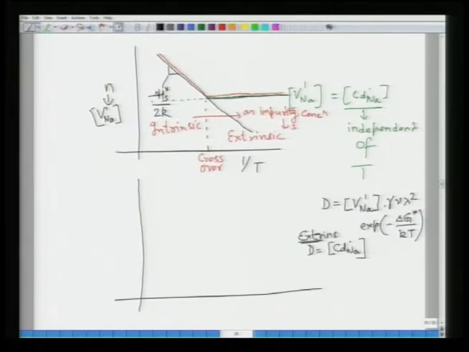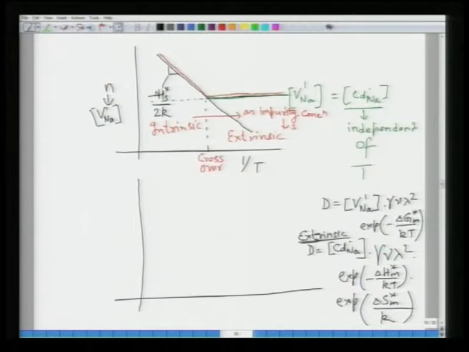So in the extrinsic region, D will be equal to gamma nu lambda squared into exponential of minus delta H_M star divided by kT, into exponential of delta S_M star divided by k. Okay. So what is the activation energy in this case?